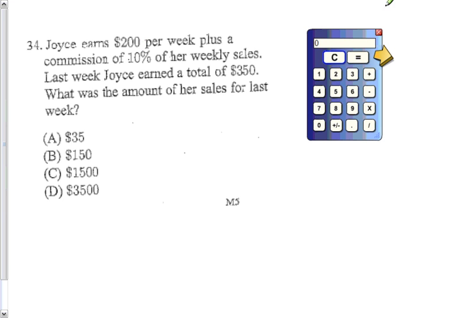Okay, we got a percent word problem here. Joyce earns $200 per week plus a commission. I'll highlight the plus, a commission of 10% of her weekly sales. She earned a total of 350. What was the amount of her sales?